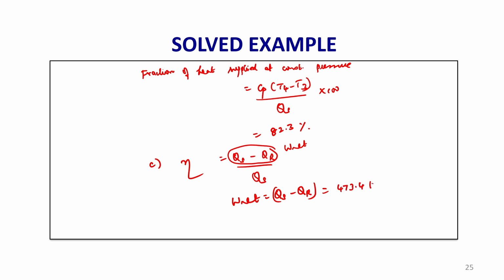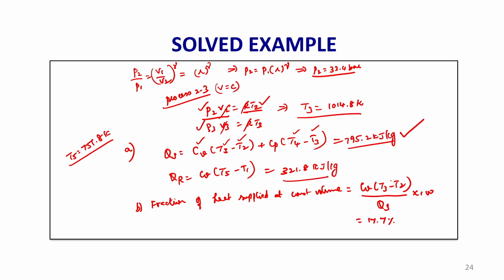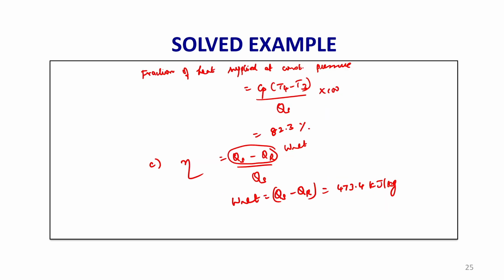473.4 kilojoule per kg. So, out of the 795 kilojoule of heat supplied for 1 kg of the working fluid, which is air, in the dual cycle we have got a useful heat of 473.4 kilojoule per kg, while the remaining amount of heat is rejected.